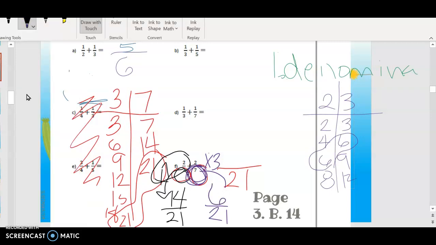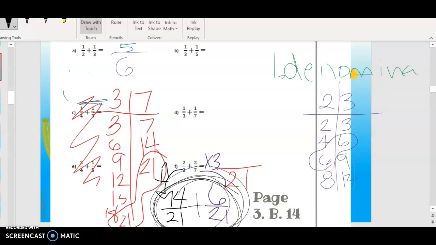Now, what was the operation up here? Let's go back and look. It's an addition. And so now I'm going to come down here and add these. What is 14/21 plus 6/21? And the answer is 20/21, or 20 over 21. All right, you see how we're doing that?